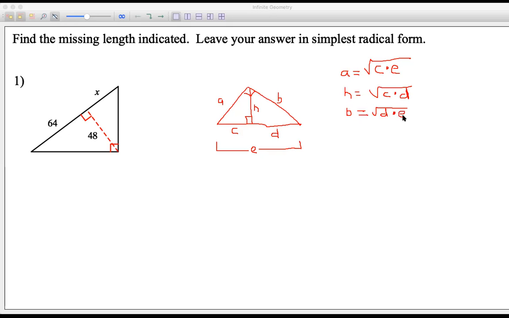Great. And if the picture looks like this, most people get it right. The problem is the picture is going to be flipped, rotated, turned, and twisted.